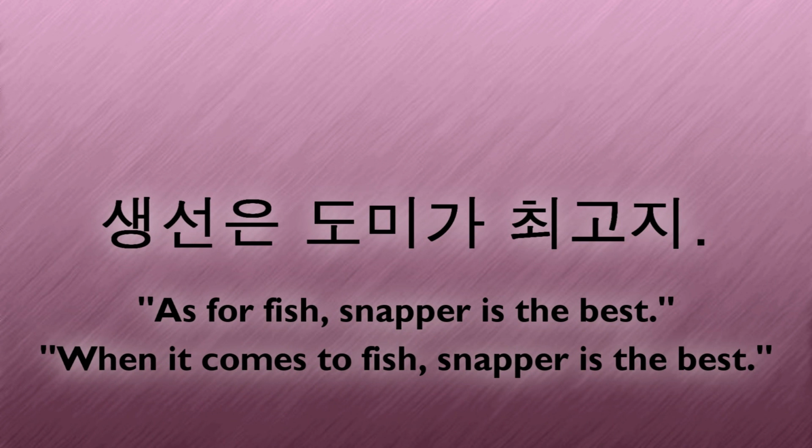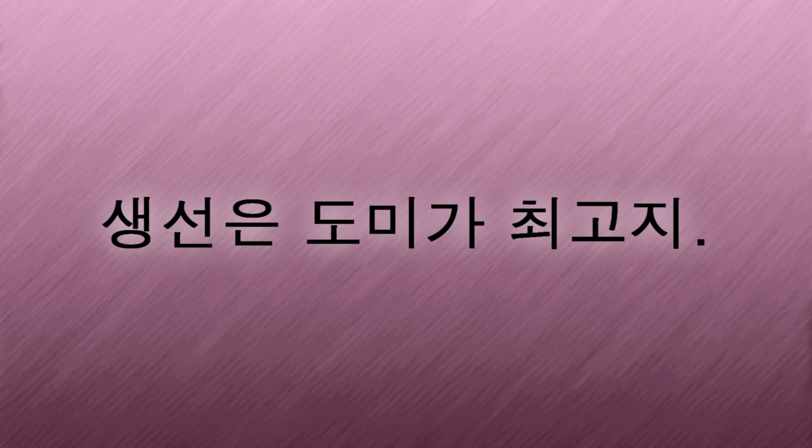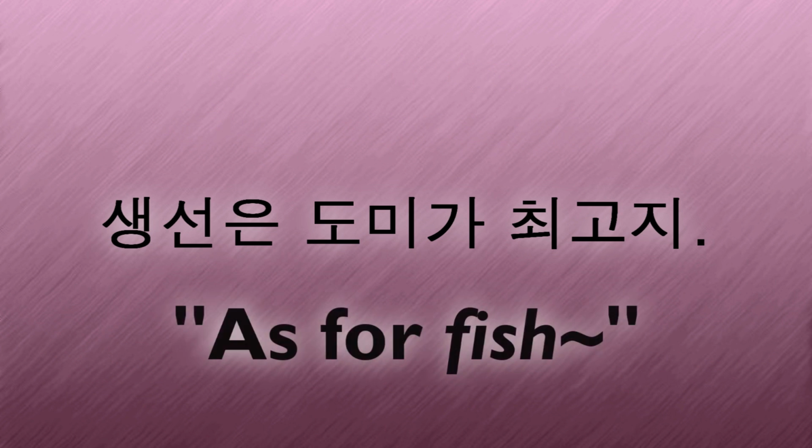Here's another specific way in which you can use both the topic marker and the subject marker in the same sentence. 생선은 도미가 최고지. As for fish, snapper is the best. Or, when it comes to fish, snapper is the best. Notice that the topic marker is setting the topic of what the speaker is going to be talking about. Hopefully now you can see that "as for" can make a decent translation for the topic marker, especially when used in this way.